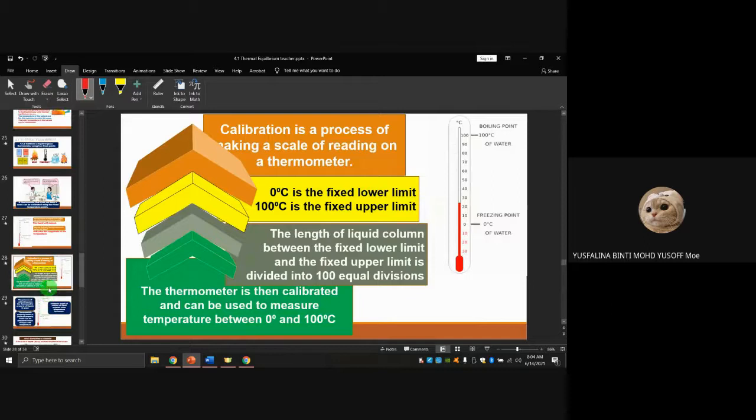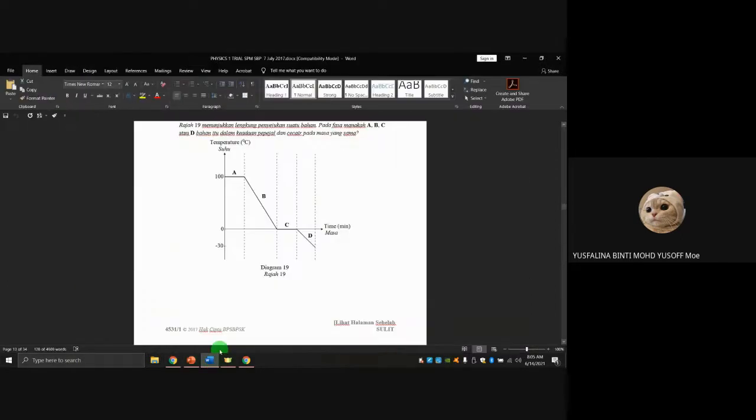Let's say I have ice, and I put the thermometer inside the ice. Then I measure the length of the mercury using a ruler, the length of the mercury when I put the thermometer inside the ice. That will be L0.